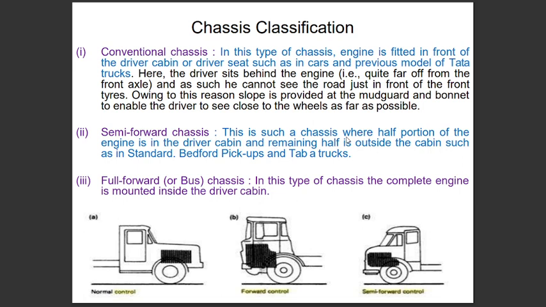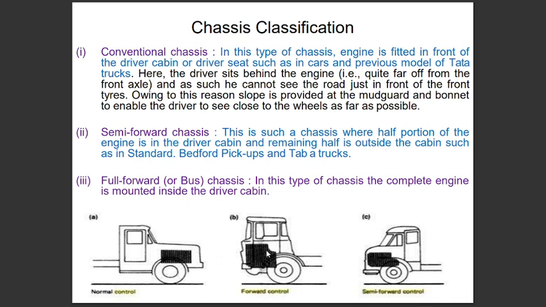This is such a chassis where half portion of the engine is inside the driver cabin and the remaining half is outside the cabin, such as in Standard, Bedford pickup and Tata trucks. Forward or bus chassis. In this type of chassis, the complete engine is mounted inside the driver cabin. These are the normal, where slope is provided to the driver to see the road, and it is conventional type of chassis. Here all the engine portion is in front of the driver's cabin.